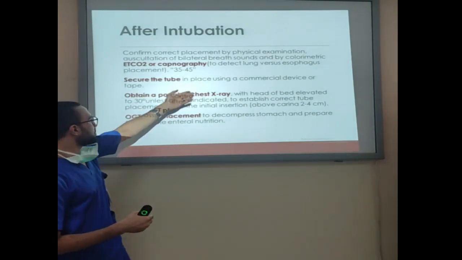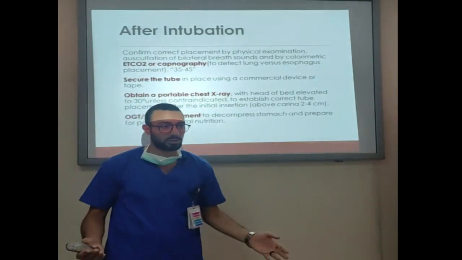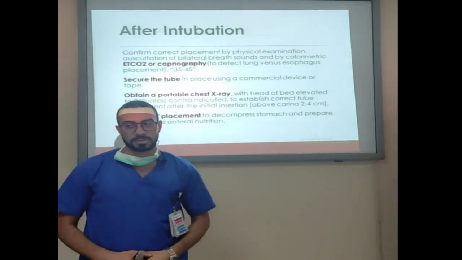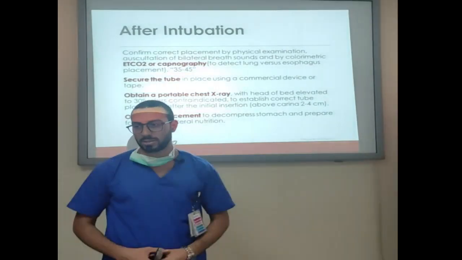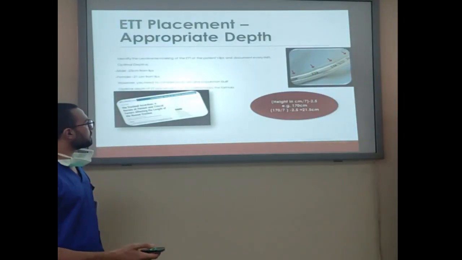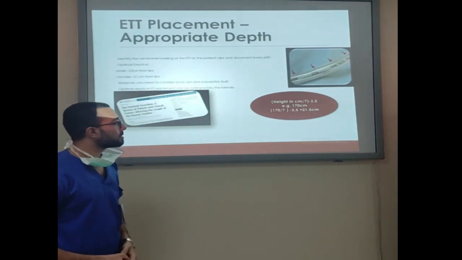So secure the tube, obtain a portable chest X-ray. Yes, after the intubation, for sure, you check the X-ray to be sure of placement. And at the end, for sure, these patients will not eat, so we should have a nasogastric tube for feeding. This is, as you know, the shape. ETT placement is very important.